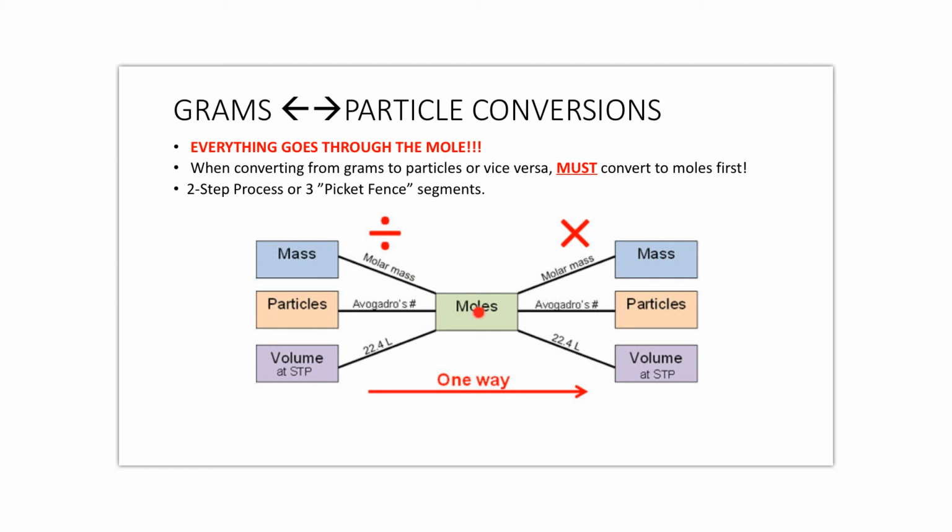So particle to mole, and then let's say mole to mass, right? This volume STP, don't worry about that. That's for ideal gases, and we haven't started them yet. So what we're going to do is every time you go into the mole, you always divide. Divide by the molar mass, or divide by Avogadro's number. When you come out of the mole, you're either going to multiply by the molar mass, or you're going to multiply by Avogadro's number, depending on what you're doing. All right? So this is going to be a 2-step process, so it needs 3 picket fence segments.